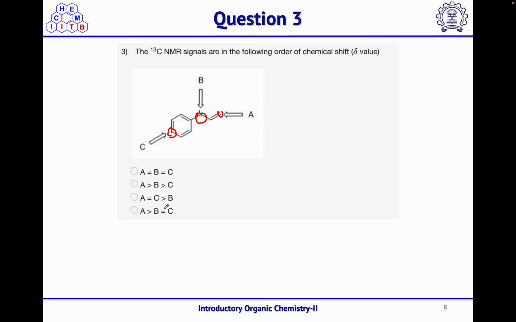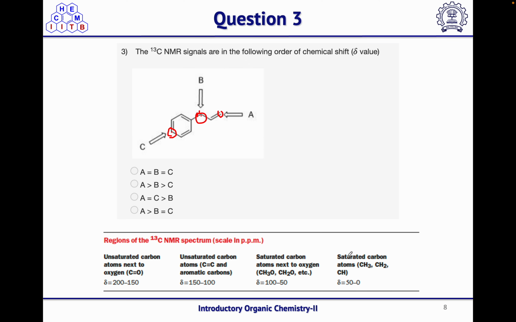We have already discussed in the lectures that saturated carbon atoms like CH3, CH2, CH etc. will come in the chemical shift range of 50 to 0. And saturated carbon atoms next to oxygen, like ethers, CH3O, CH2O etc. come in the chemical shift range of 100 to 50. And unsaturated carbon atoms like C double bond C and aromatic carbons come in the range of 150 to 100. And unsaturated carbon atoms next to oxygen, that is the carbonyl, come in the range of 200 to 150.